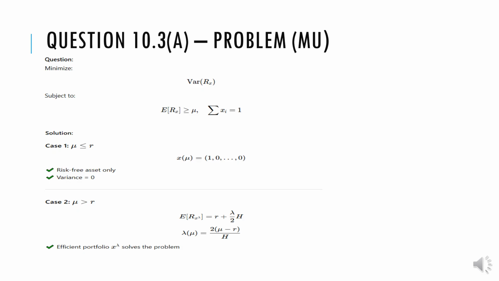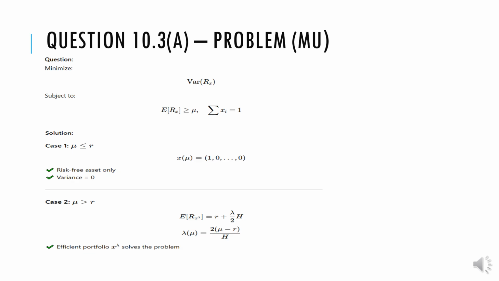Now moving to question 10.3 part A. We are asked to minimize the variance of a portfolio subject to achieving at least a target expected return mu. There are two cases. First, if mu is less than or equal to r, then the solution is simple. We invest everything in the risk-free asset. This gives us zero variance, which is the minimum possible.